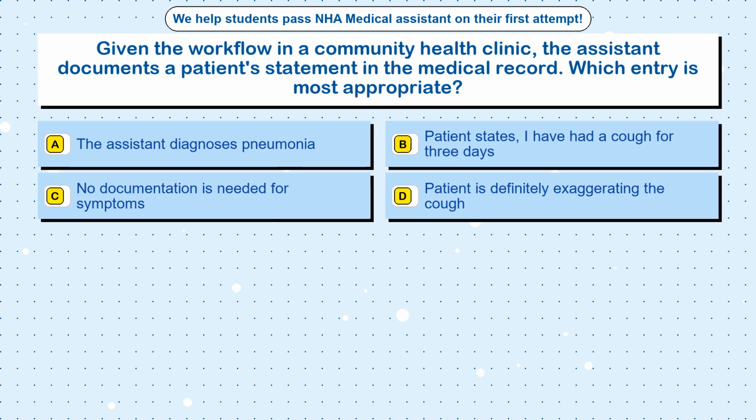Question 94. Given the workflow in a community health clinic, the assistant documents a patient's statement in the medical record. Which entry is most appropriate? Option A. The assistant diagnoses pneumonia. Option B.